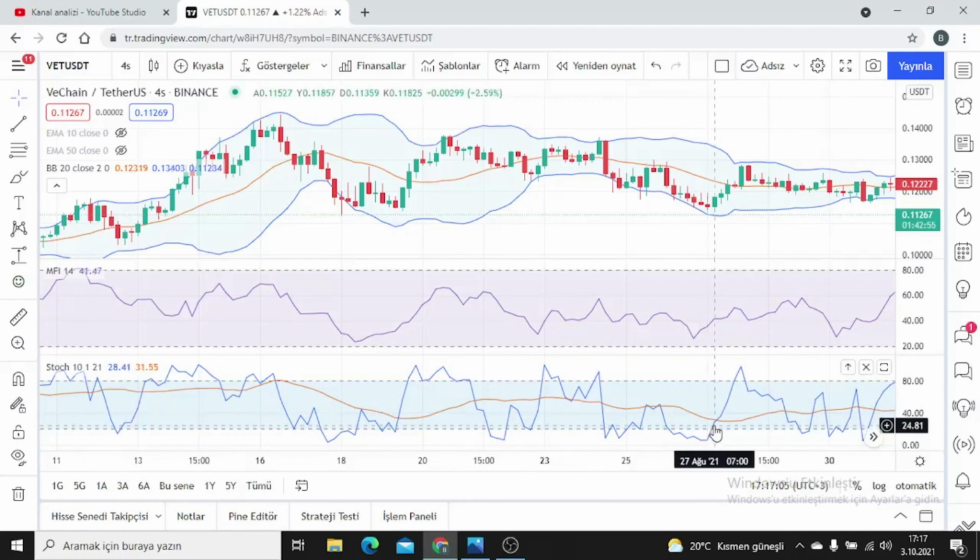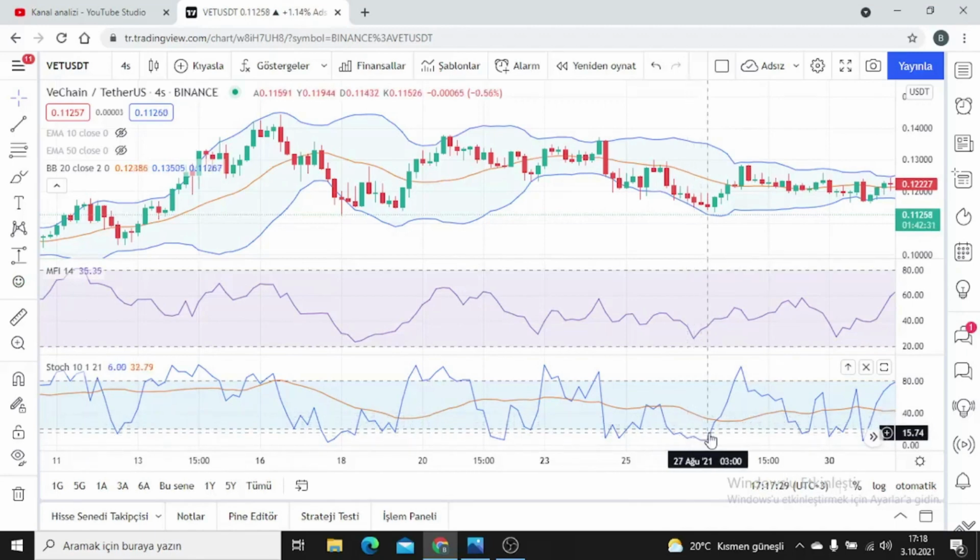When does it generate a buy signal for us, friends? MFI shows us that there are still sellers, that there is money outflow, and confirms it. Our stochastic indicator also shows that there are sellers and the downtrend continues. It doesn't give a buy signal. Where are they giving a buy signal, friends? MFI produces a buy signal here. It shows that there is a money inflow in the crypto money we are in.